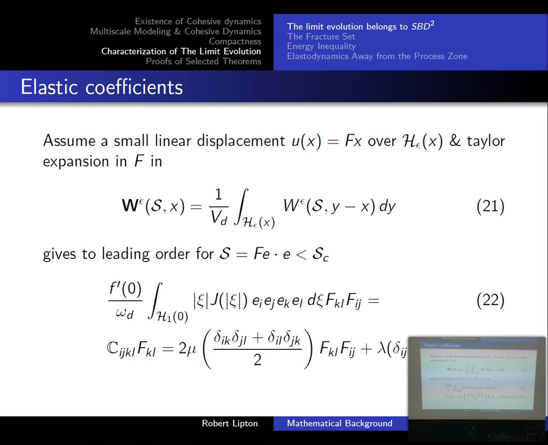And then again, for the linear displacement, if we assume that displacement is linear over the peridynamic interaction zone, then we quickly find that the energy density is actually given by the elastic energy density. And here there's a typo; I should have another F here. And so the elastic energy density is given by this, the symmetric part, and then this is the shape change part of the elastic tensor, and this is the volume change part.